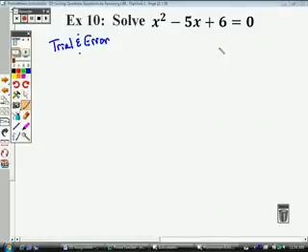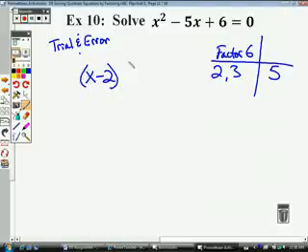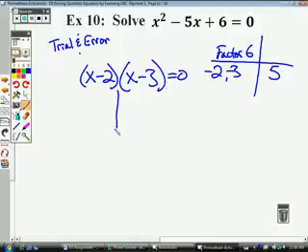The trial and error, you're doing factors of 6, which could be like 2 and a 3, but when you add those, that gives you 5. You got to have a negative 5, so that means the 2 and 3 got to be negative. So here's your factors, x minus 2 and x minus 3. That means the final answer is opposite of those. The final answer is x positive 2 and x positive 3.